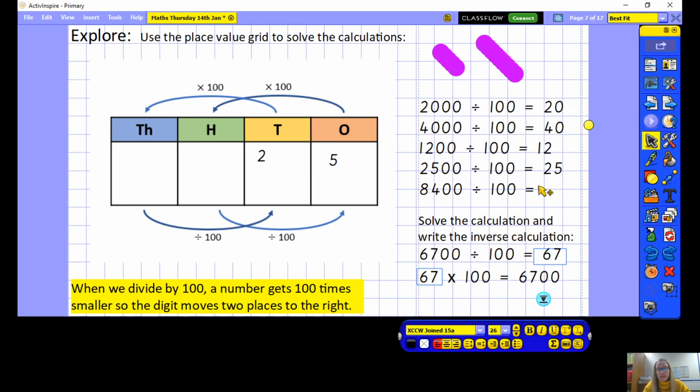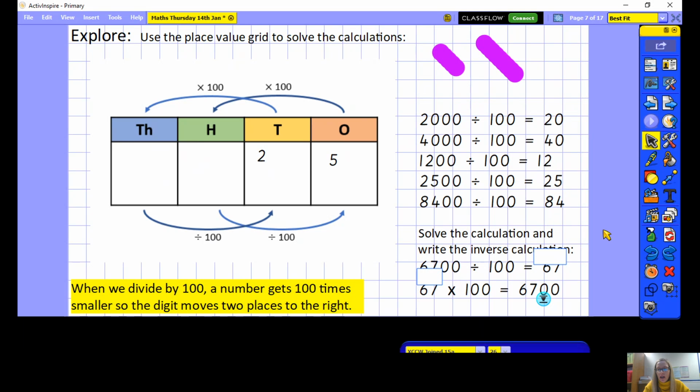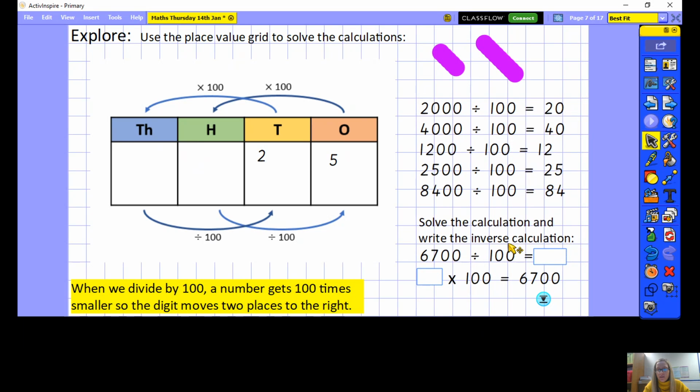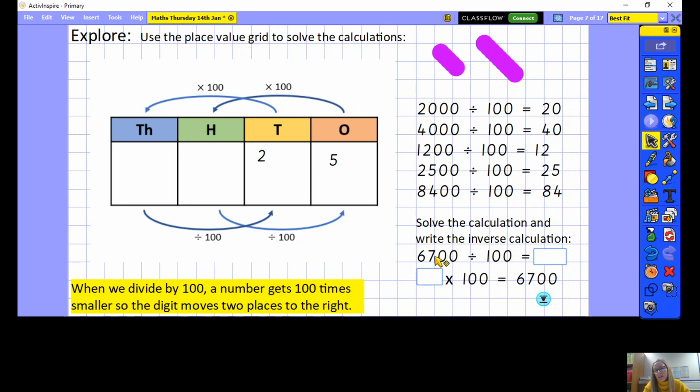Okay, well done. So 8,400 divided by 100 would be 84. And here we've got 6,700 divided by 100 equals 67. And then 67 times 100 equals 6,700.